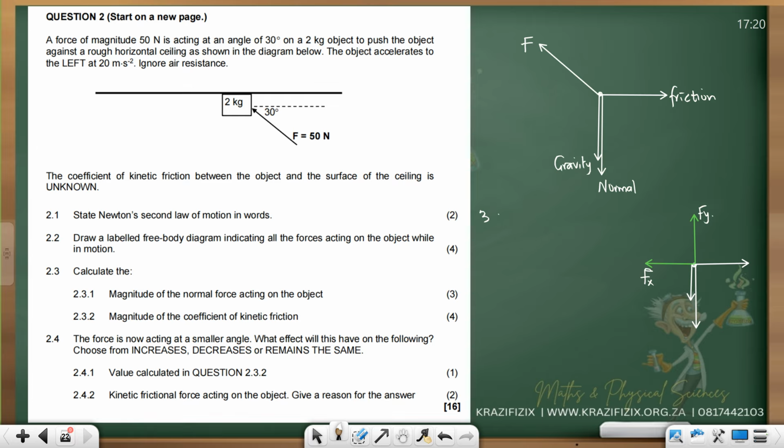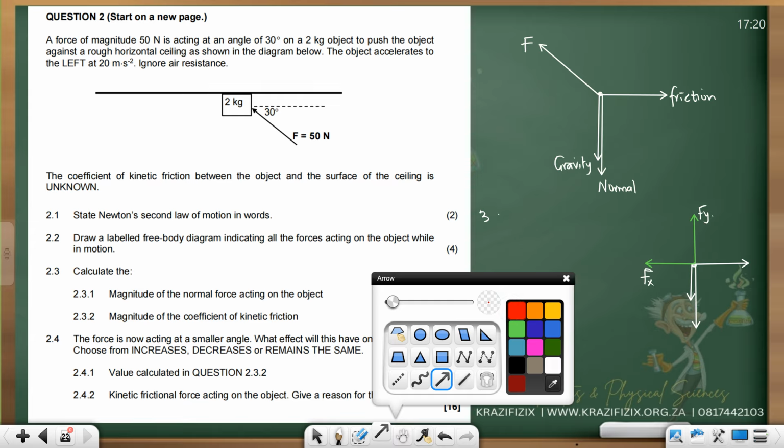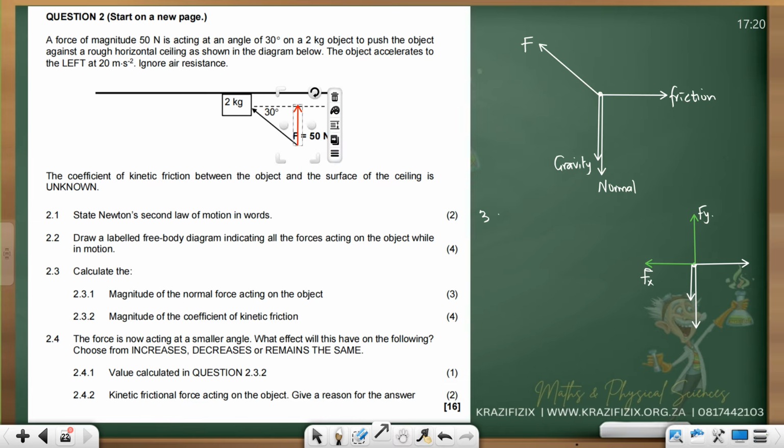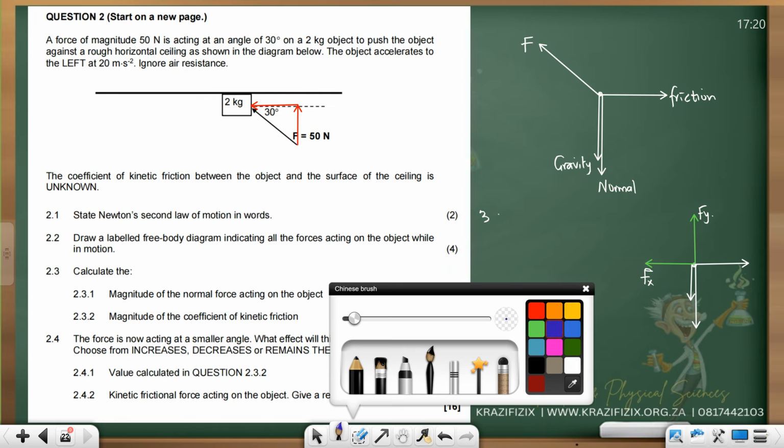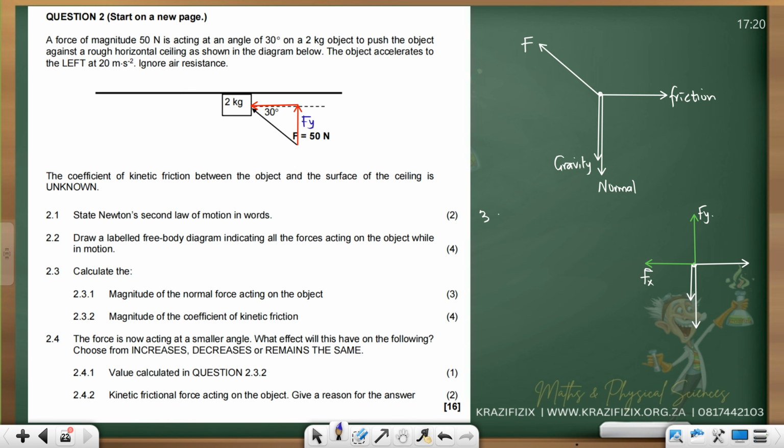Question is, what is Fy and Fx? Please quickly go back to your diagram. Your diagram would always assist you. Check that and that. Now, you notice that Fy is the one opposite the angle. What would it be? 50 sine 30, and that should be 25 newtons. And Fx would be what? 50 cos 30, which will give you 25 root 3, because that's root 3 over 2.